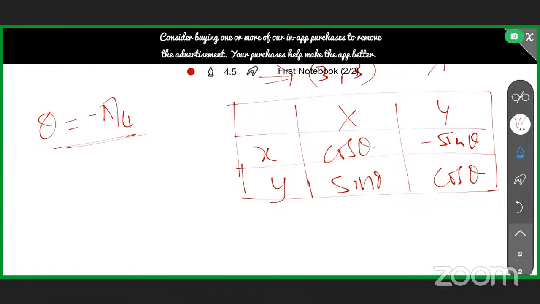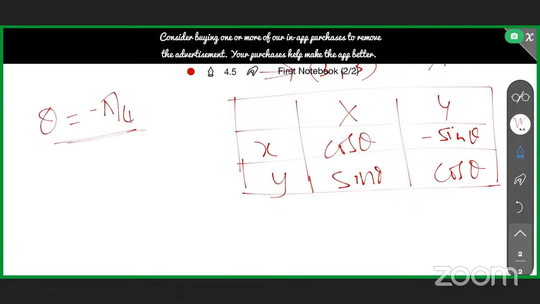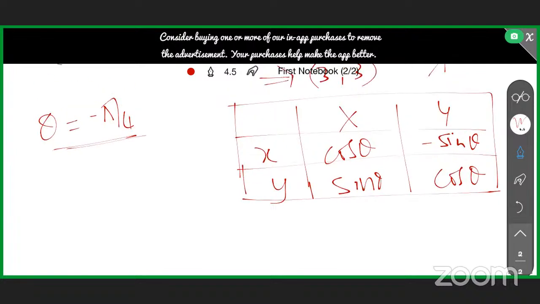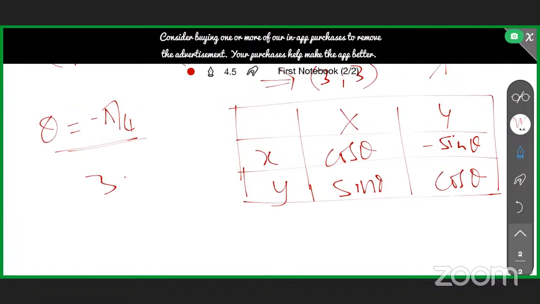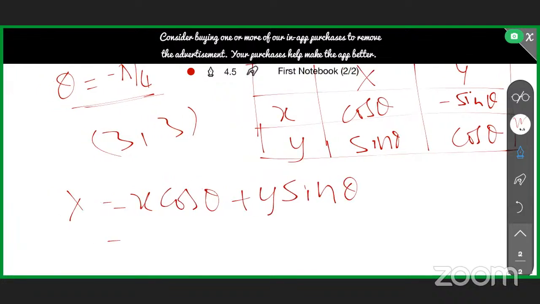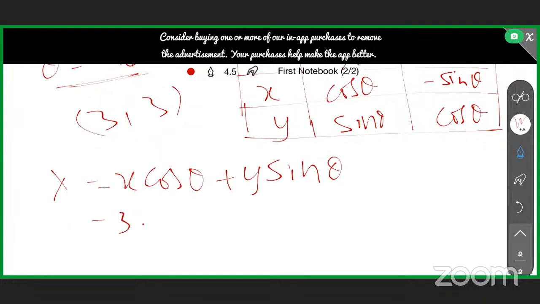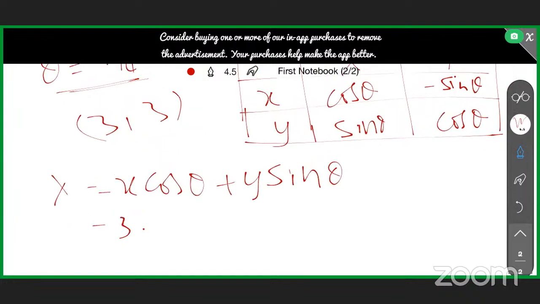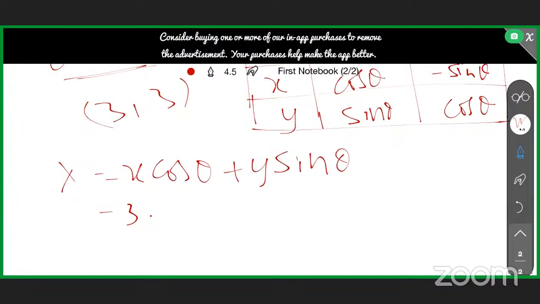Okay, sir. So now my point is 3, 3. I want to find the new point. Therefore, capital X is equal to x cos theta plus y sin theta. Correct? That is equal to my x value, which is 3 into cos 45. Cos 45 degrees equal to how much? 1 by root 2. 1 by root 2 plus 3 into, we know, 1 by root 2.